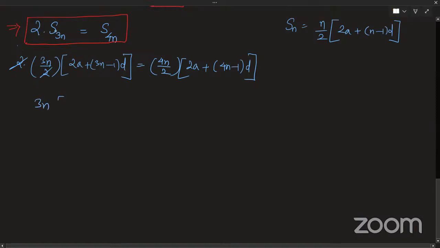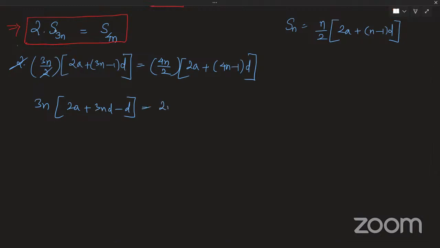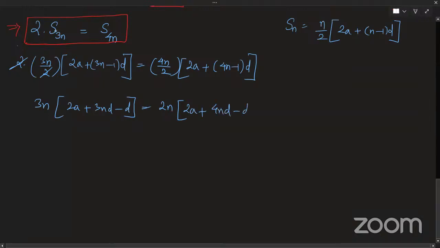So it is basically 3n into 2a plus 3nd minus d, right? And this thing is 2n into 2a plus 4nd minus d, right? So now just open it.